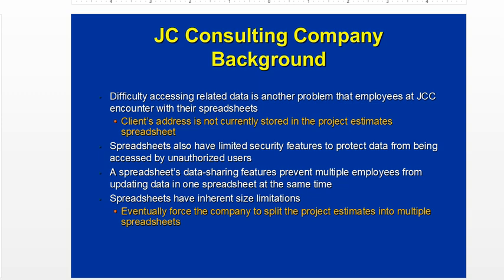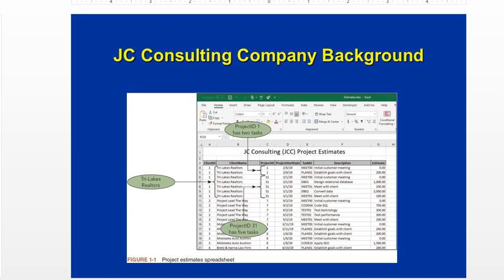Difficulty accessing related data is another problem that employees at JCC encounter with their spreadsheets. So when you have 5-10 employees, it's no big deal, you can use that. When you go higher and higher, it becomes really complicated when you have a lot more spreadsheets to deal with. Spreadsheets also have limited security, which is a problem they're always looking into. And eventually it forces the company to split the project estimates into multiple spreadsheets, and the more you do that, the more difficult it is to make reports out of it, to keep it on track, to have security on it, etc.